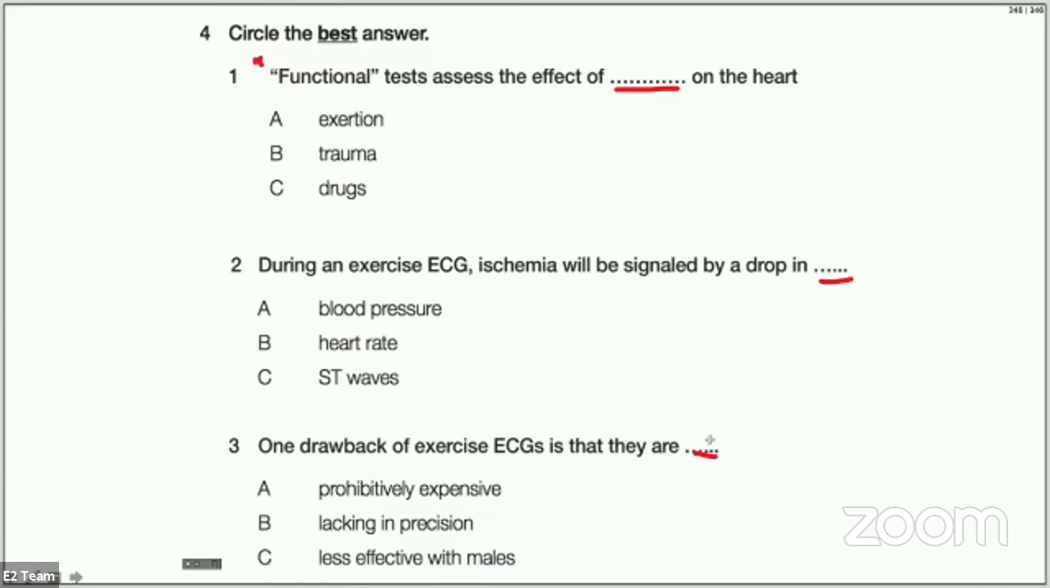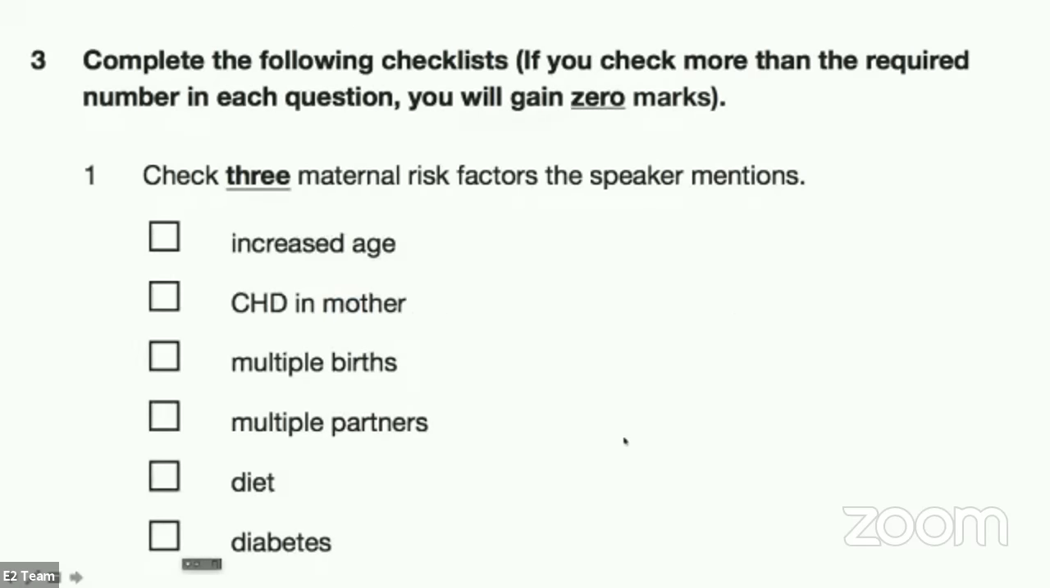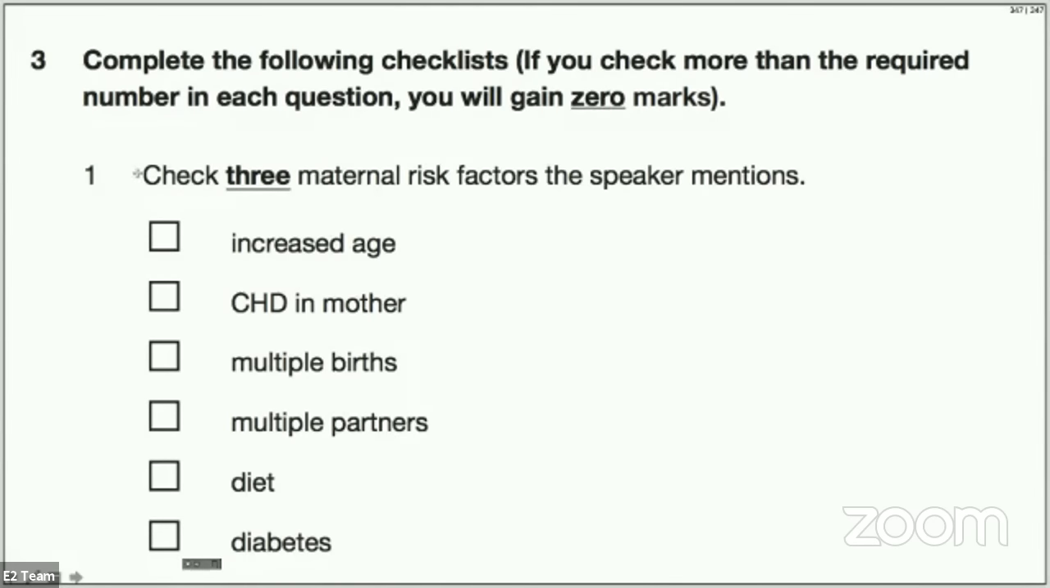And it might be different on test day, so please read them carefully. Check the answer. This one's kind of interesting. It says, check 3 maternal risk factors the speaker mentions. So you will have to listen very carefully and you go, okay, he mentioned multiple births, he mentioned diabetes, and then he mentioned diet. Now it says here 3, and you will get 0 marks if you tick more than 3. So make sure you read this part carefully.